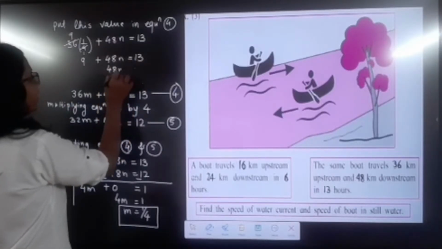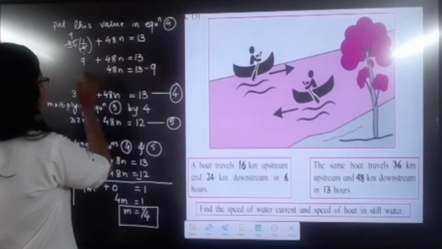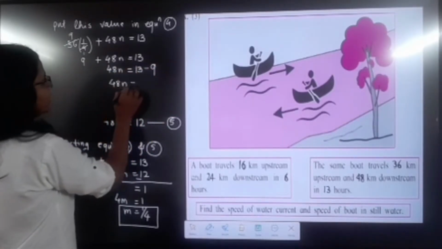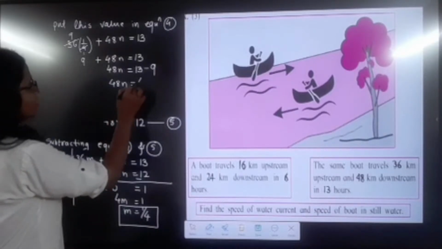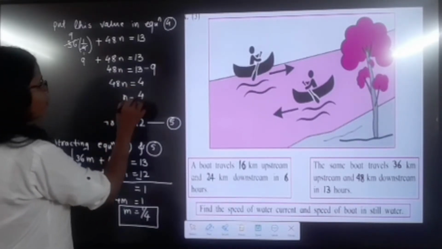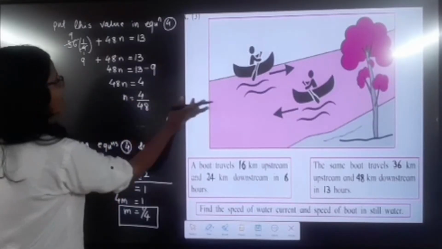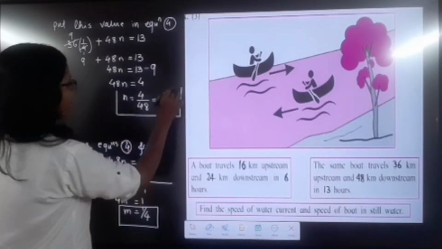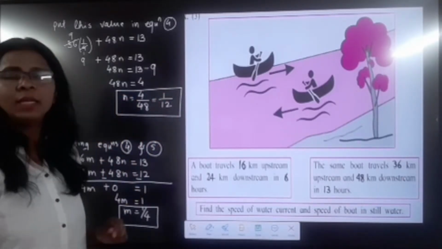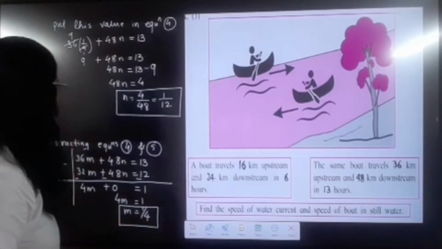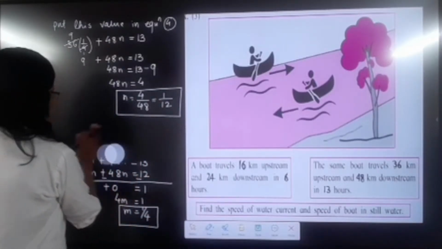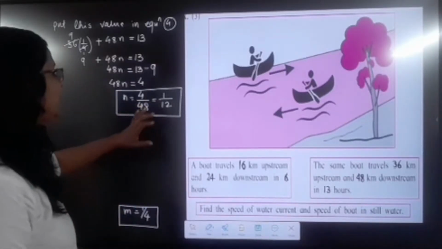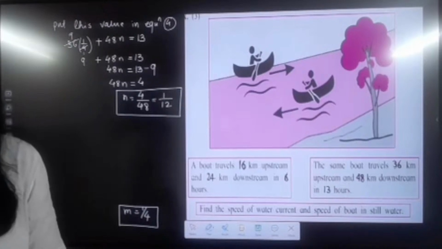So 48n is equal to 13 minus 9. Okay, students, and then 48n is equal to 4, so n is equal to 4 upon 48. Simplifying, n is equal to 1 upon 12. Okay, students, n is equal to 1 upon 12. So now m is equal to 1 upon 4 and n is equal to 1 upon 12.